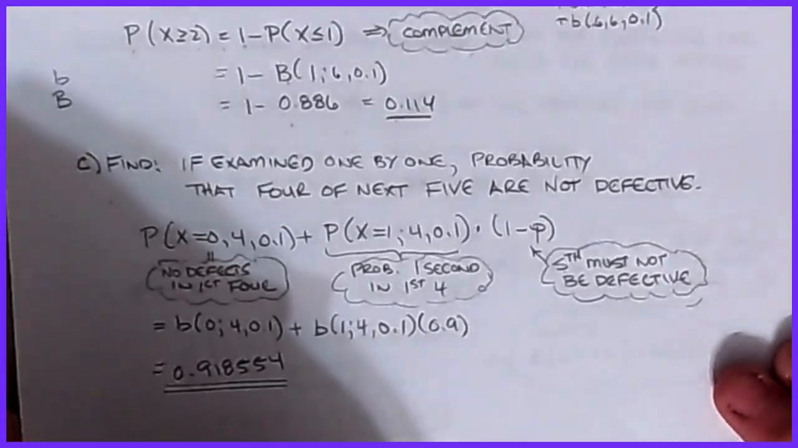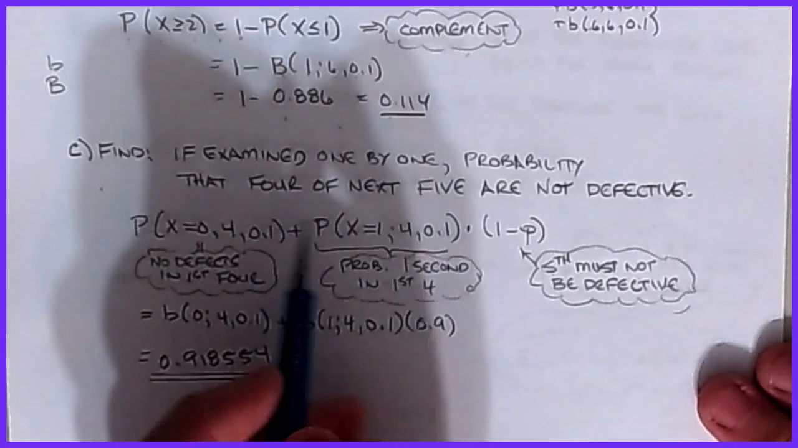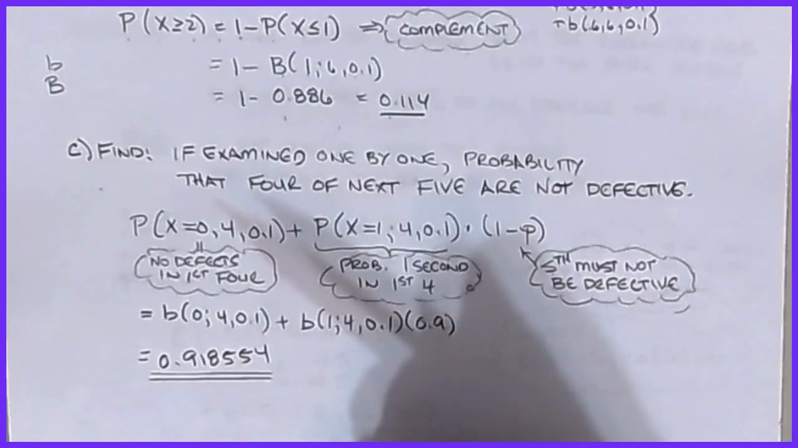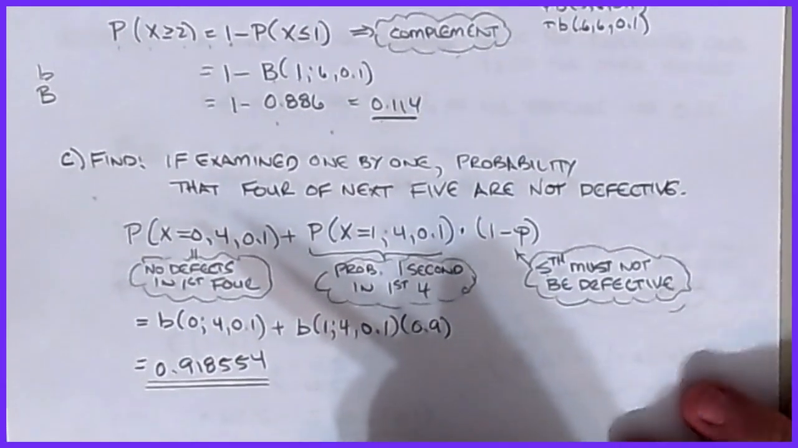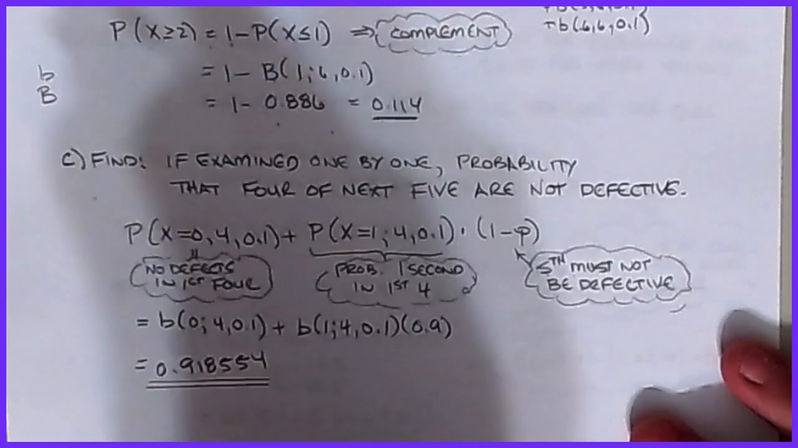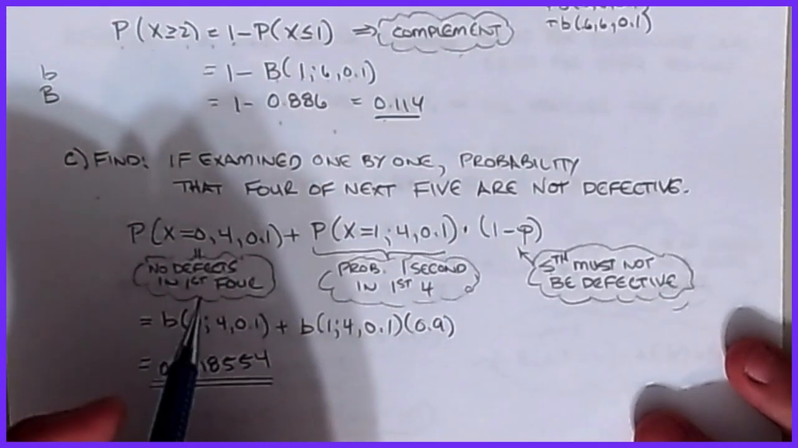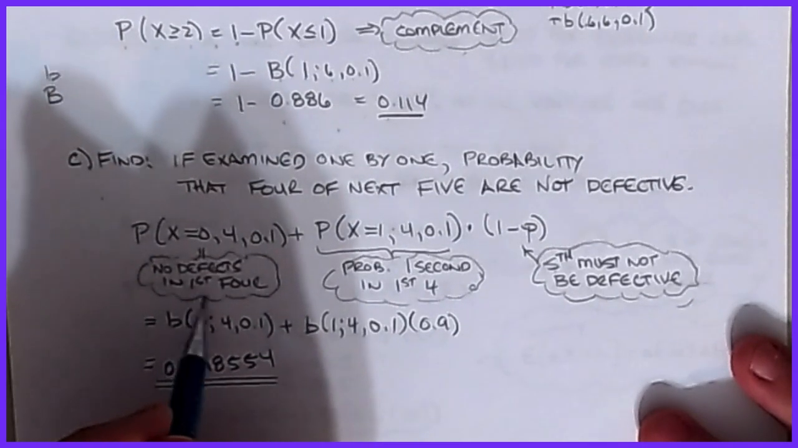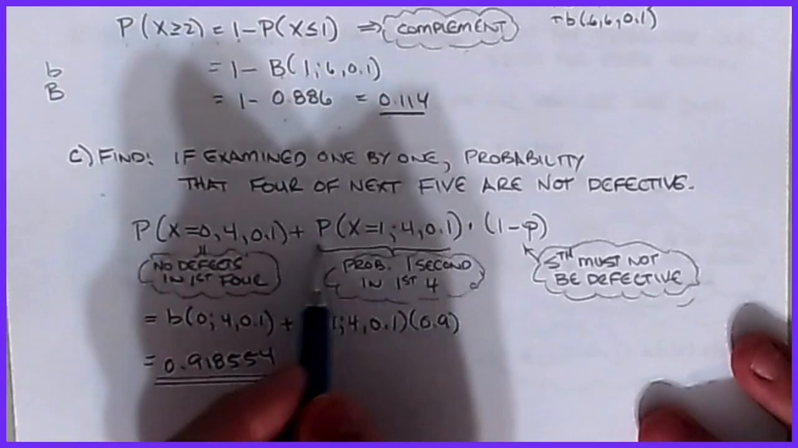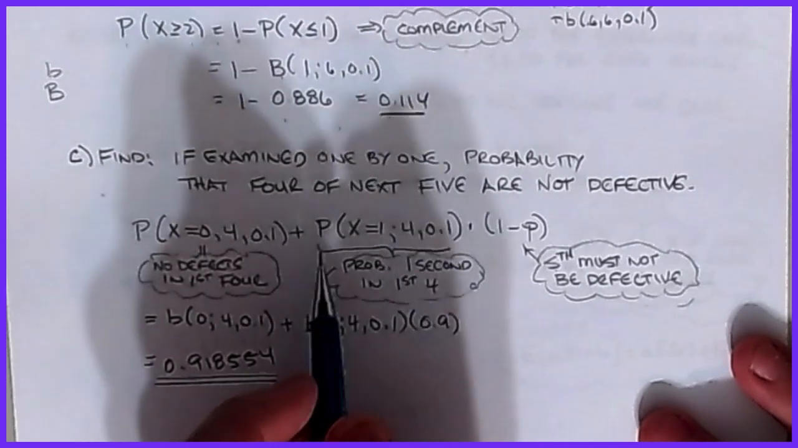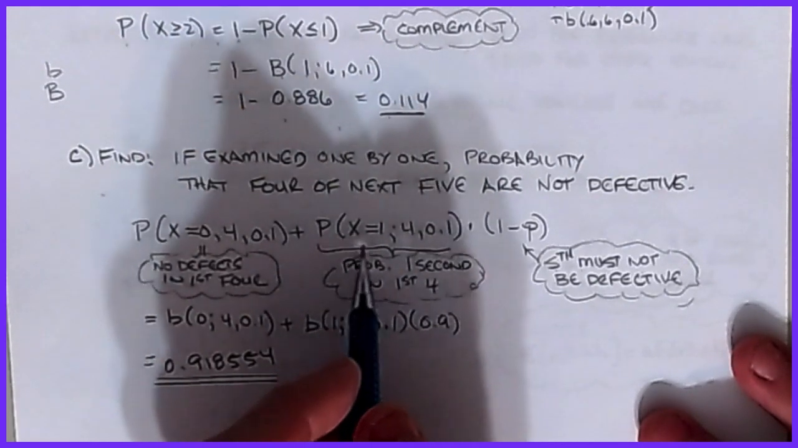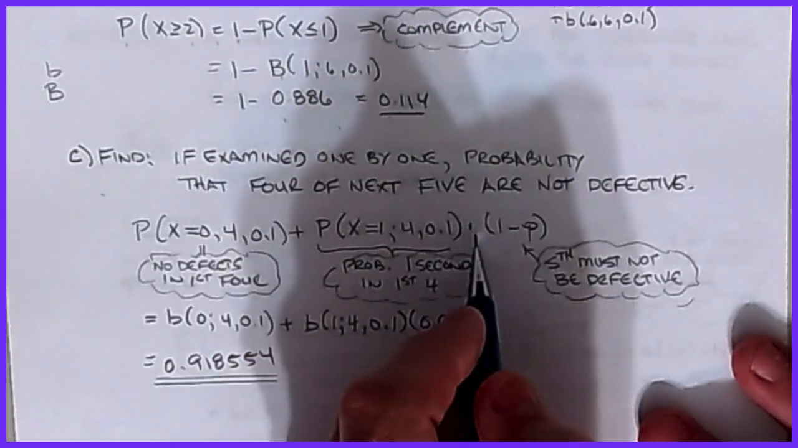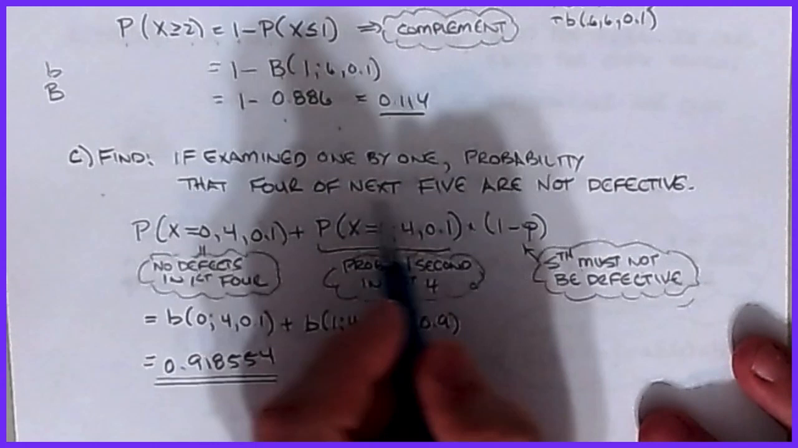Okay. The next one is if we examine one by one the probability that 4 of the next 5 are not defective. So what we're looking for is the probability that x equals 0, that there are no defects in the first 4, plus the probability that there is 1 defect in the first 4, again taken out of 4 and 0.1, and then 2 this, because we're saying that 4 of the next 5.